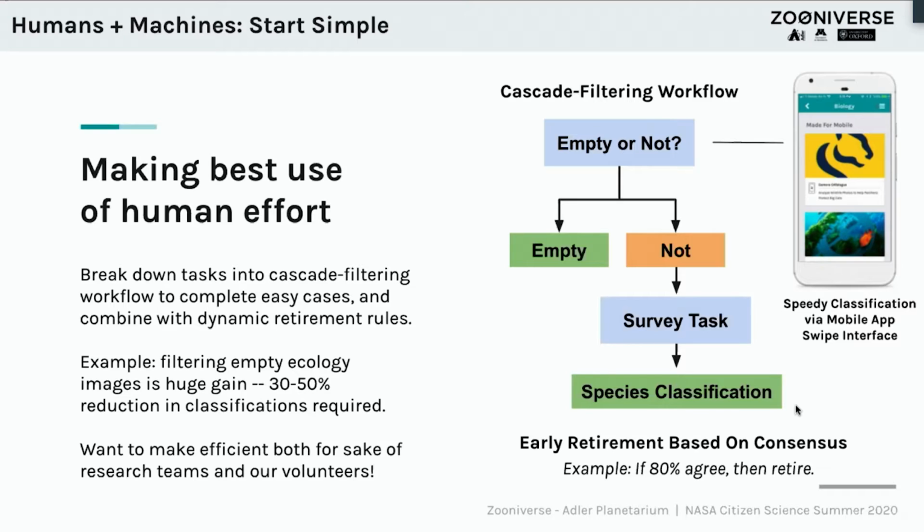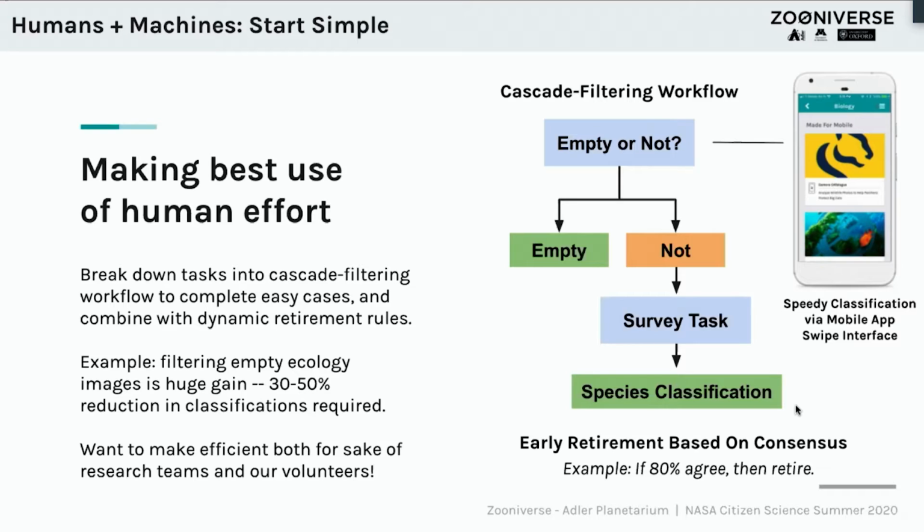Here I take a typical cascading filtering workflow for one of our ecology projects, for instance, Snapshot Serengeti. We start out with a very simple question: is the image empty or not? Is there any species to classify in this image? That can be broken down into a nice binary question. And for those images that are empty, those can be filtered out immediately. So without having to go through a very complex survey task and obtaining the species classification, we can start to filter out a lot of the data very early on. And I'll also say that using the mobile app, as Laura introduced earlier in the talk, can lead to very speedy classification and filtering of an initial data set.